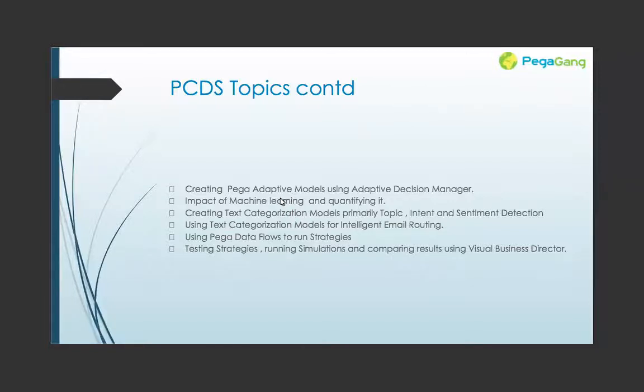Sentiment detection allows us to know the sentiment of a communication coming from a customer. So we can base our strategies and our response on the sentiment of the customer. If a customer is showing negative sentiment, we can drive different business strategies. If a customer is showing positive intent, we can drive different business strategies. So we would see how these text categorizations are used in intelligent email routing.